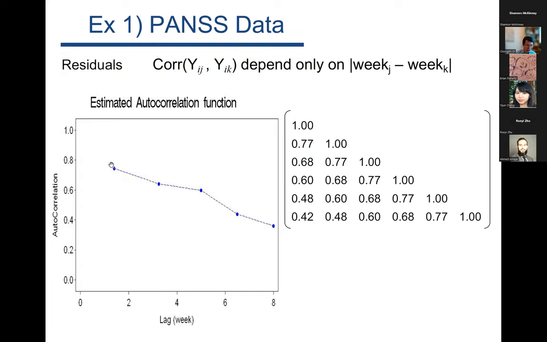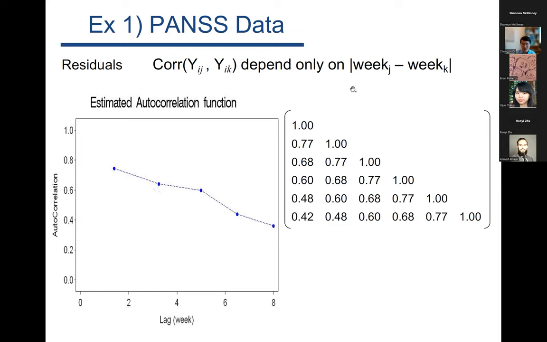So the thing to look for is, what do you get from this autocorrelation function? On the x-axis is it time gap or lag? So how many weeks between two observations? And the y-axis is the correlation. If you see an obvious decline, if the decline is roughly speaking linear, or some exponential type of decline, that typically indicates an autoregressive structure.